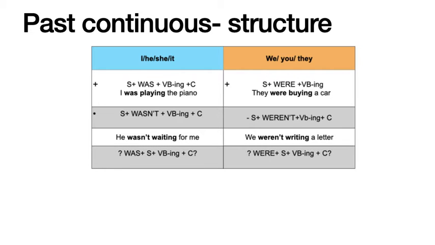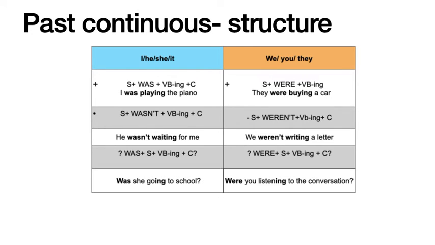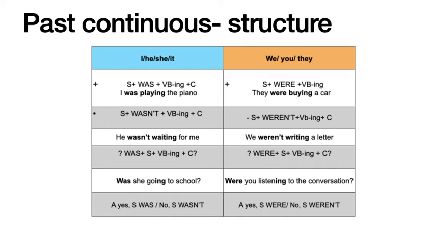Concerning the interrogative, we will use was and were as auxiliary forms. That is, we will use them before the subject. Was she going to school? Were you listening to the conversation? And as you know, we answer with whatever we ask. So in the case the subject is I, he, she, it, we will be answering was for positive answers, wasn't for negatives. In the case of we, you, they, were and weren't correspondingly.